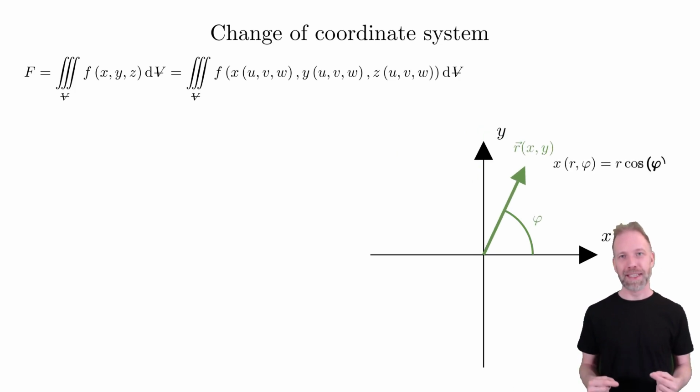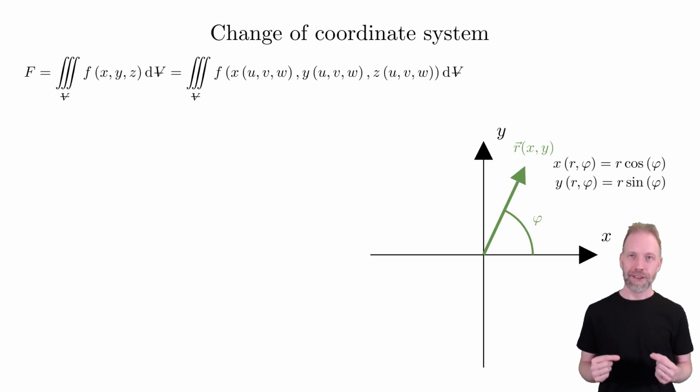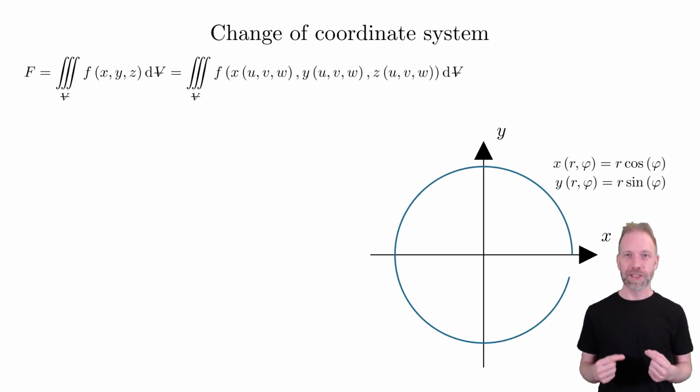The transform is that x of r and phi is r cosine phi, and y of r and phi is r sine phi. These expressions are in the same form as our transformation from x, y, and z to u, v, and w, but in 2D. Let us assume that we want to integrate over a circle using polar coordinates.